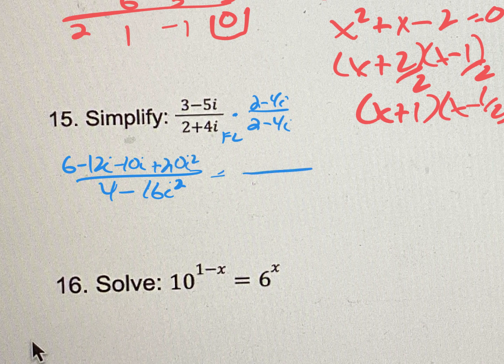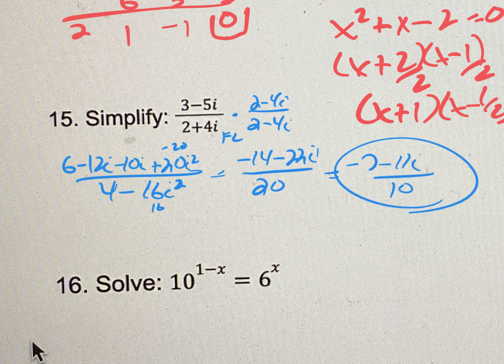And now it's just a matter of simplifying everything. My numerator is that 20i squared really becomes negative 20. 6 minus 20 is negative 14. I got a negative 22i. On the bottom, I've got that i squared makes it really a positive 16, which is 20. And because they're all even, I'm going to take a 2 out of everything: 2 out of 14, 2 out of the 22, and a 2 out of the 20. And there it is.